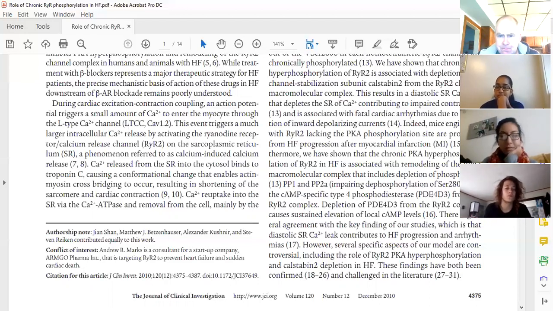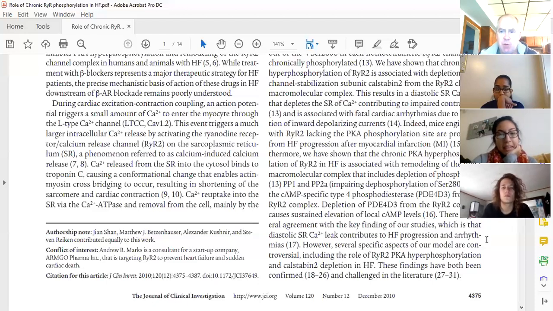Depletion of PDE4D3 from the ryanodine complex causes sustained elevation of local cyclic AMP levels. This is our general agreement with the key finding of our studies, which is that diastolic SR calcium leaks contribute to HF progression and arrhythmias.